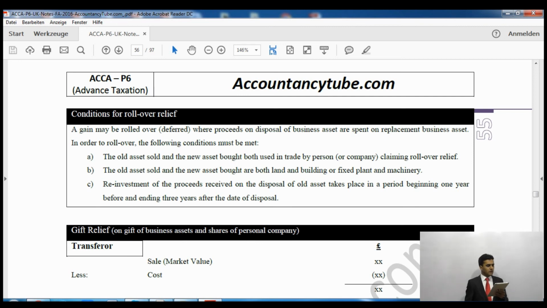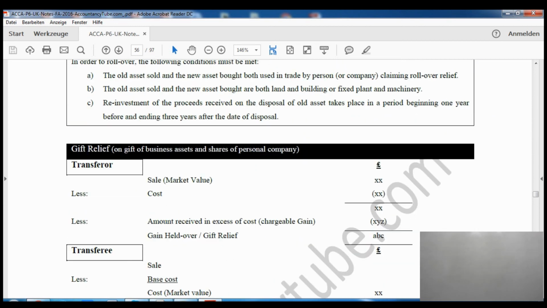All right. Now these are the conditions for rollover relief. Please make sure you mark these as important. These are very, very important, and the examiner can examine in the theoretical aspect of P6.